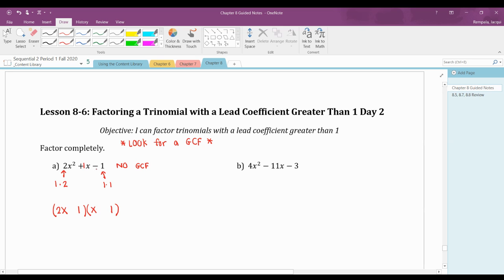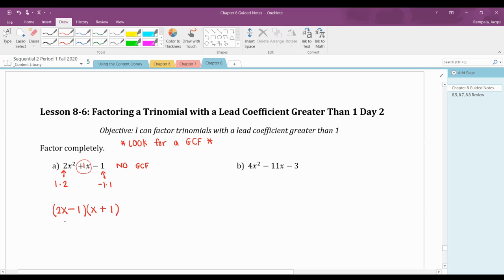Notice that my sign is really that I'm multiplying to a negative, but I need to add to the middle term of a positive, okay? So I need to try to get the middle term to be a positive 1x. Well, if I'm multiplying to a negative 1, that means that one of those ones is really a negative and one of those is positive. So now this is where the guessing comes in. I have to guess which one of those is going to be negative. So let's just guess the first one is negative and the second one is positive.